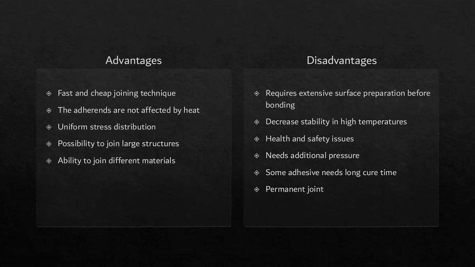And the fourth one is that it needs additional pressure. If we want to make the joint strong, we need to apply additional pressure. The next is that some adhesives need a long cure time. And the last one is the permanent joint. It is hard to do a bonding test if we have a permanent joint, because it is hard to break the joint.